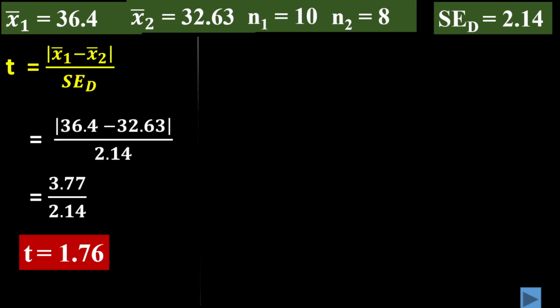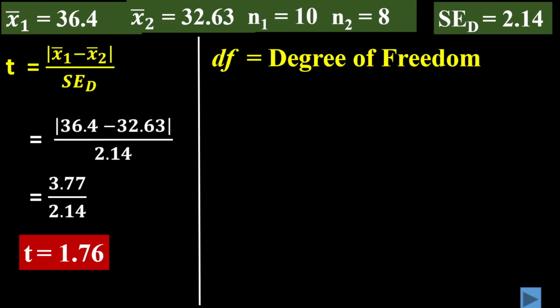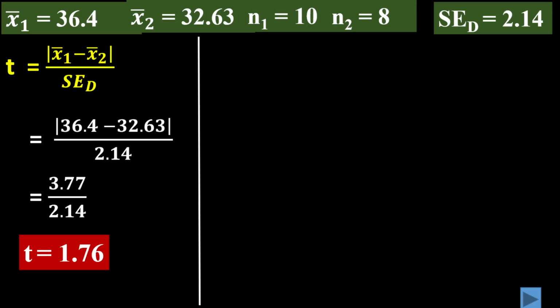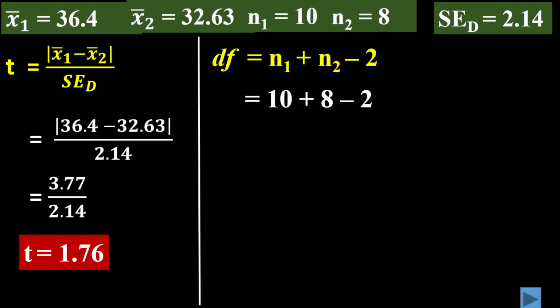Now we have to find the degree of freedom, df. Df is degree of freedom. When uncorrelated means are given, then to find the degree of freedom this formula is used. Df equals n1 plus n2 minus 2, and n1 is 10, n2 is 8, and the sum of these two is 18, minus 2 is 16. Now we have df 16 and t value 1.76.